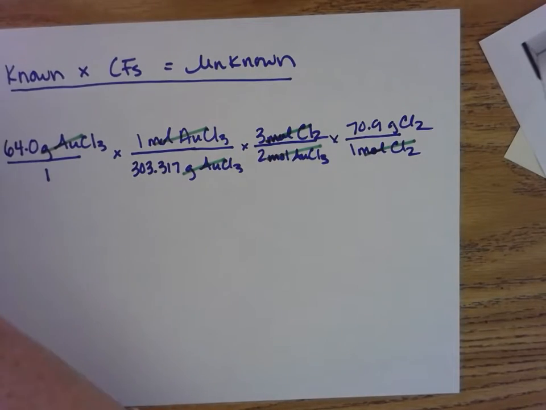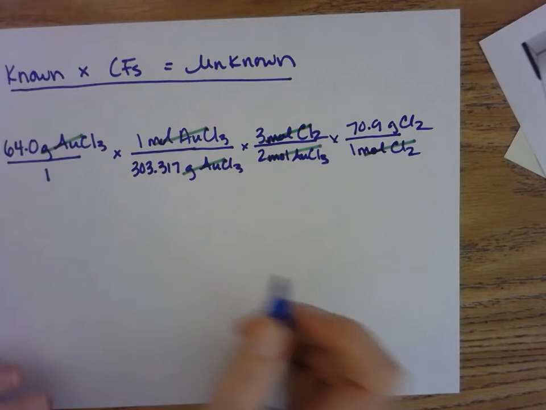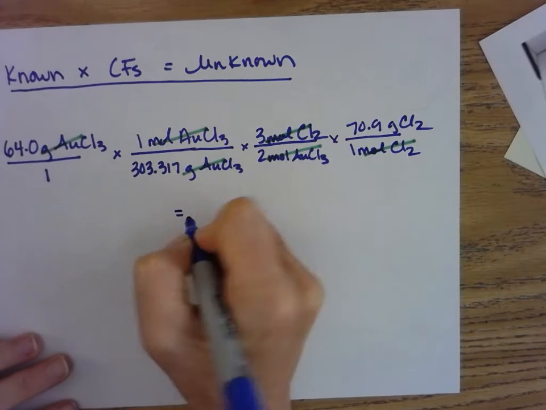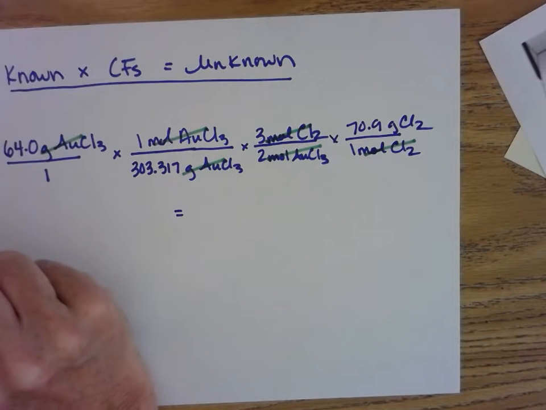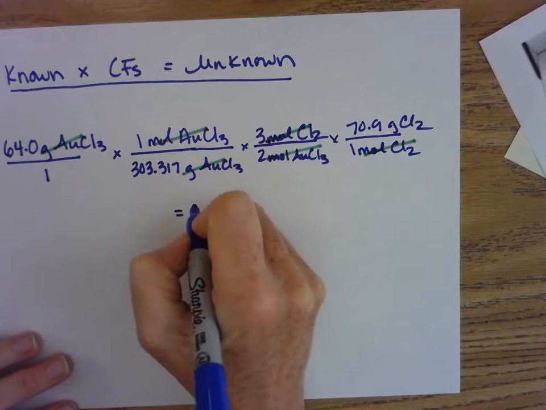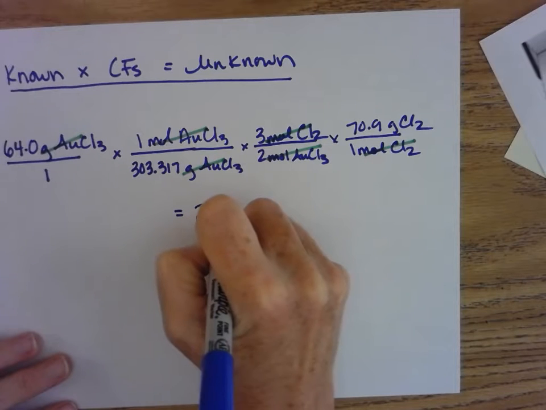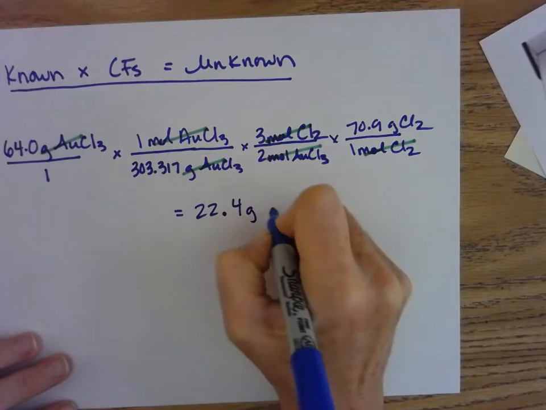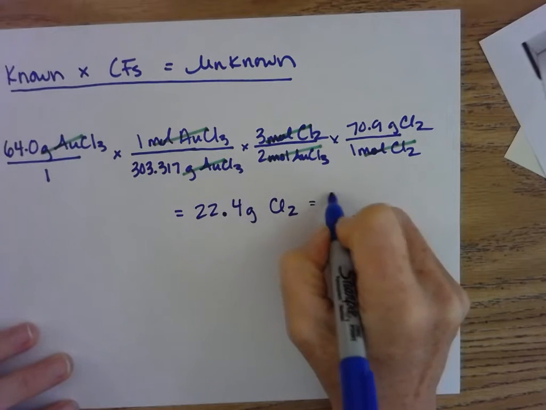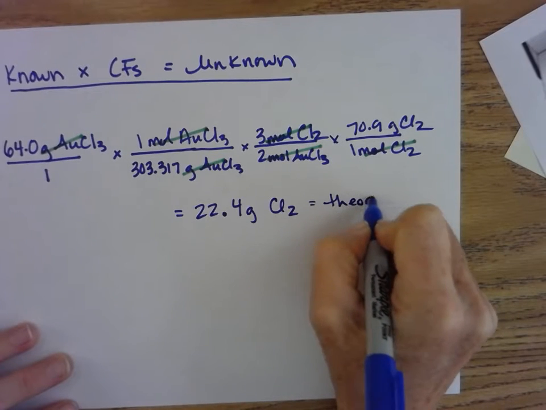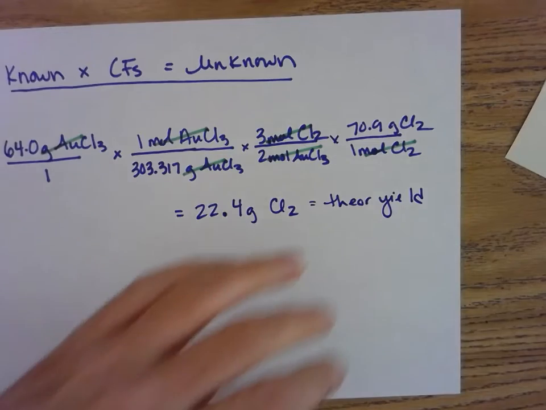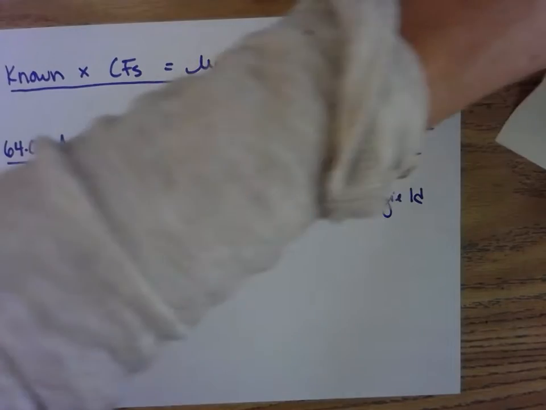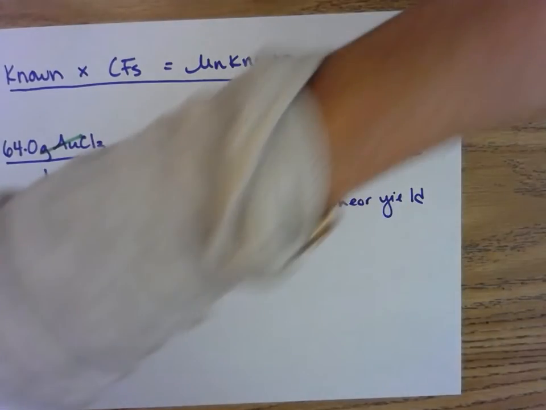I can have 3 significant figures. So I got, right, 1, 2, 3. What did I get? I got 22.4 grams of Cl2. This is my theoretical yield. Remember that? That's what we were going for.